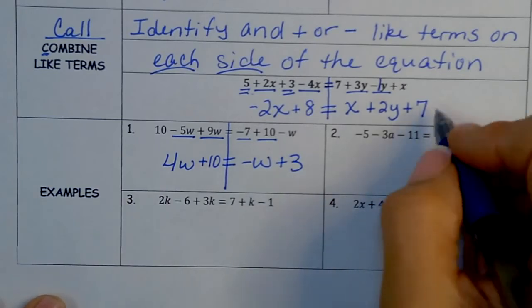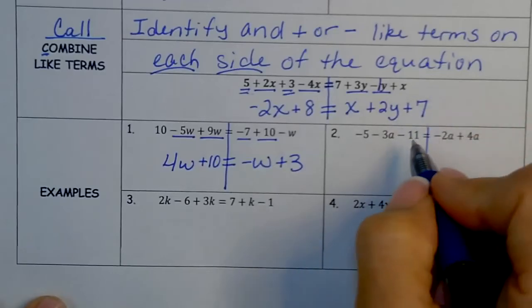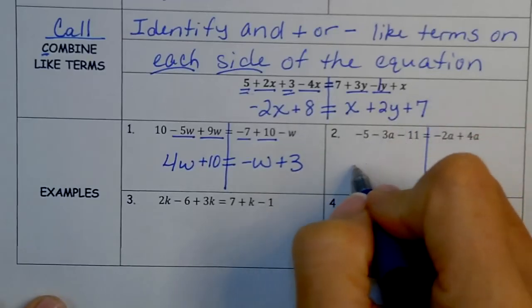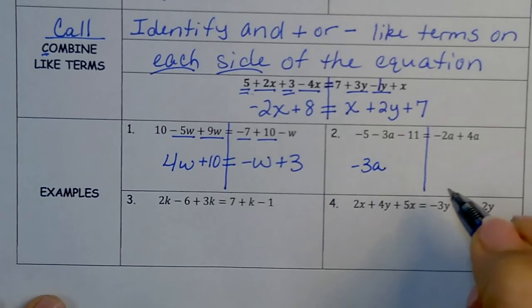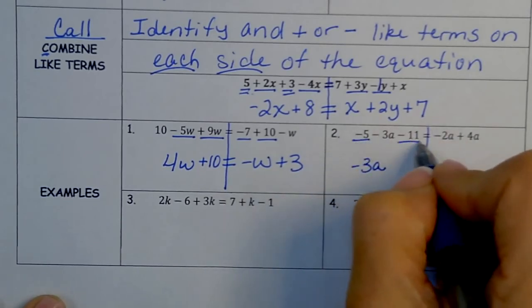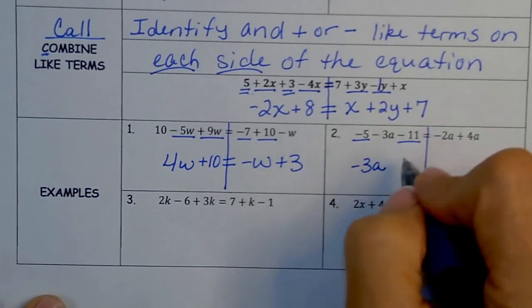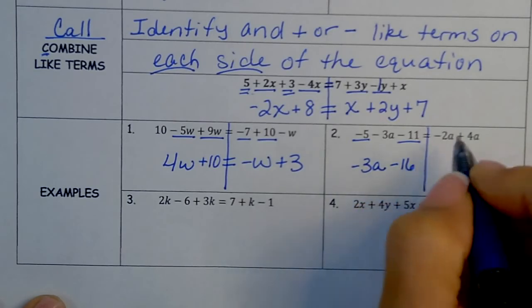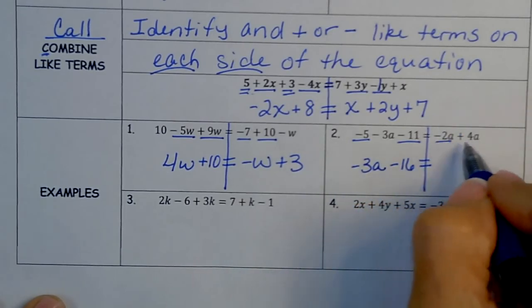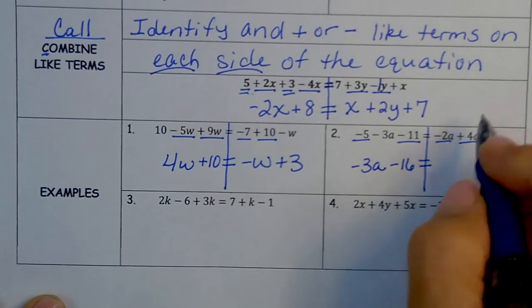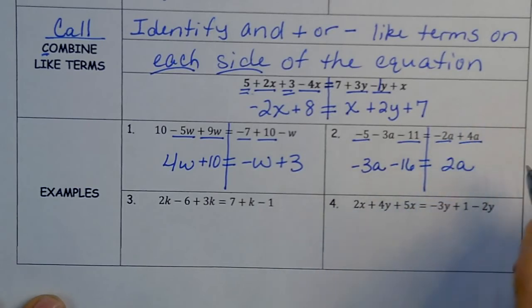Number 2. Negative 3a. It's the only one with a variable, so there's no like term. These are like terms. They're both constants. When I combine them, I get negative 16. Okay, over here, these are like terms. When I combine them, I get 2a.